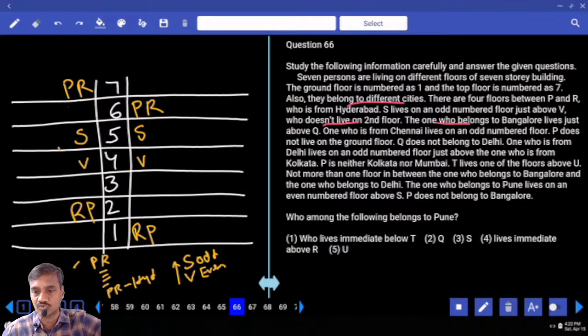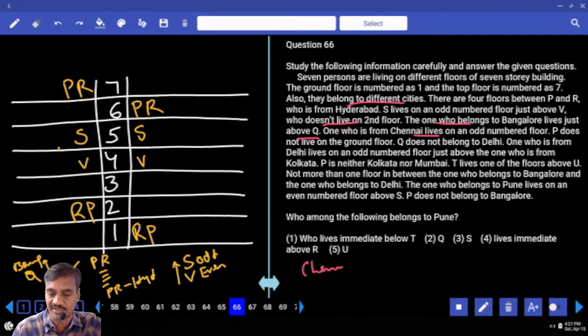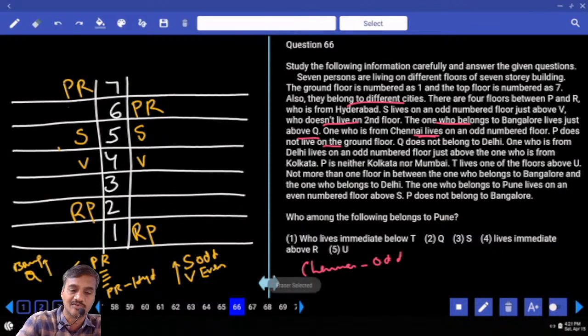And the one who belongs to Bangalore just lives above Q. Q and Bangalore must be like this, just above Q. One who is from Chennai lives on an odd number floor. The next one, P does not live on the ground floor. As P does not live on the ground floor, hence R is here. If R is here, P is here. And R is from Hyderabad.